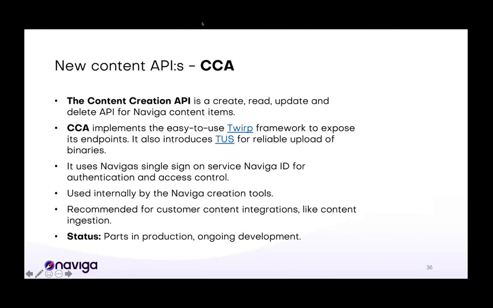And that one is that parts of it is in production. So when you say, wow, I would like to use Naviga Photos, we will actually connect your existing content repository, your open content, to the content creation API. And after that, it will just work. So it's an important part of our content universe.